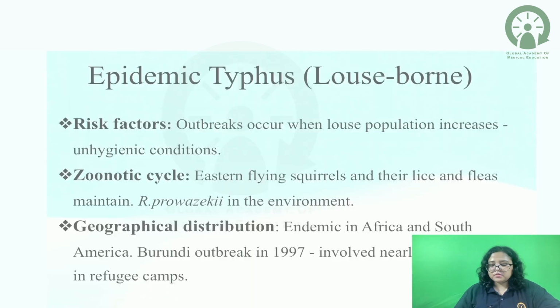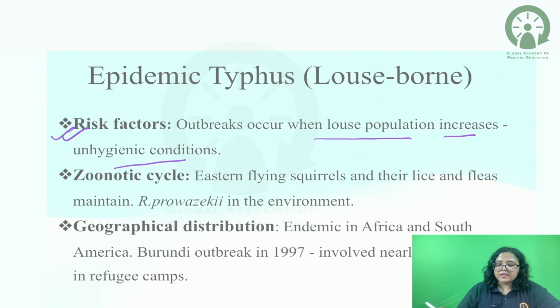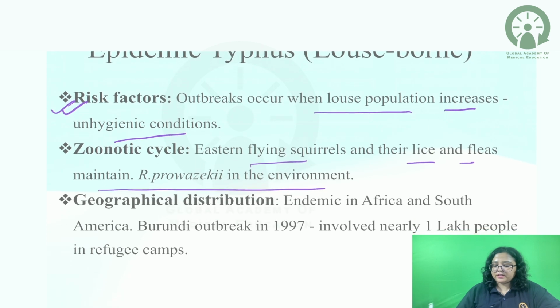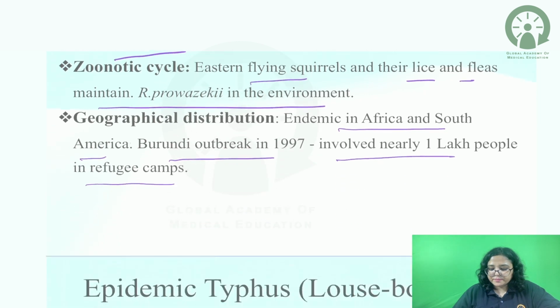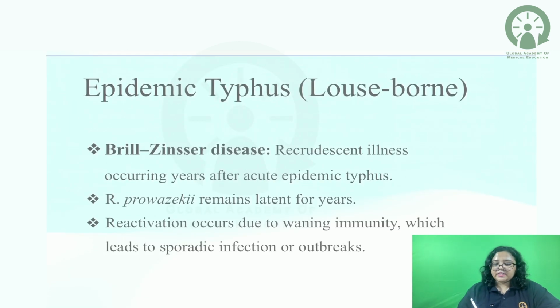Whenever the louse population increases in unhygienic conditions, it is a very prominent risk factor. The zoonotic cycle is maintained by eastern flying squirrels, and the lice and fleas maintain Rickettsia prowazekii in the environment. It is endemic in Africa and South America, where the Burundi outbreak in 1997 involved nearly 1 lakh people in refugee camps. So this was the outbreak I have previously spoken about. Now what is Brill-Zinsser disease? It is a recrudescent illness occurring years after acute epidemic typhus.